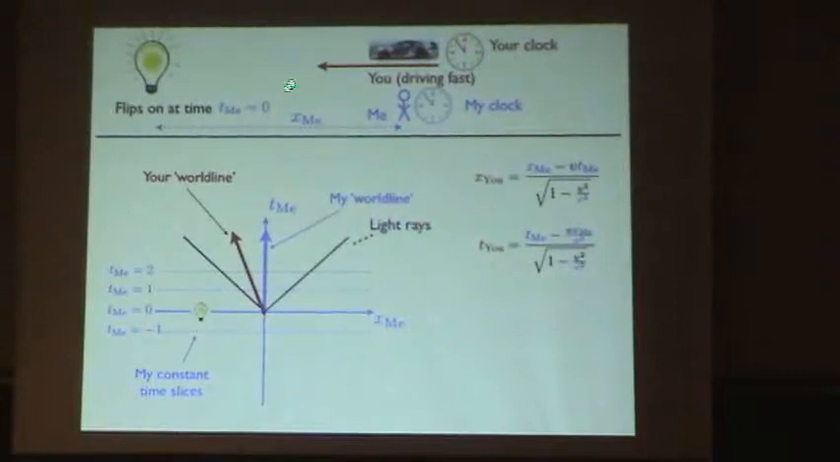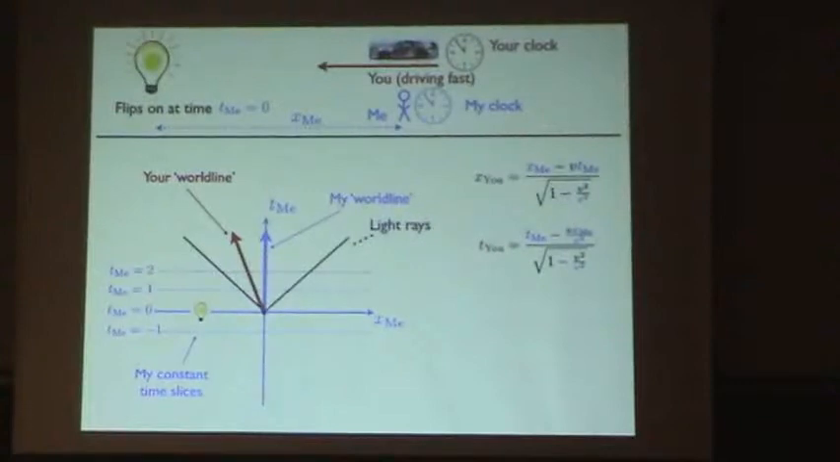Now, then I can talk about what your trajectory looks like from my point of view. At time 0, you're at 0, but as I move forward in time, you move to the left. At time 1, you're a little bit to the left. At time 2, you're moving to the left. We call this space-time trajectory your world line.